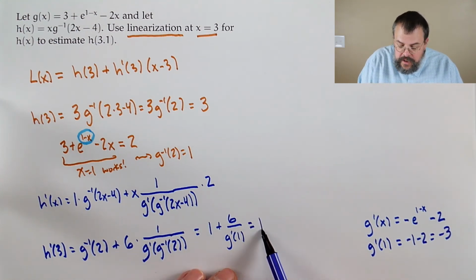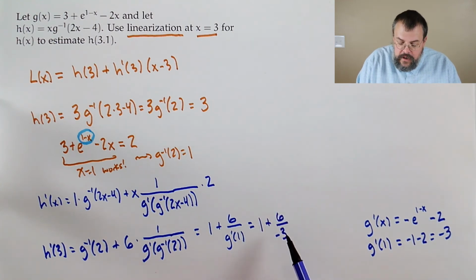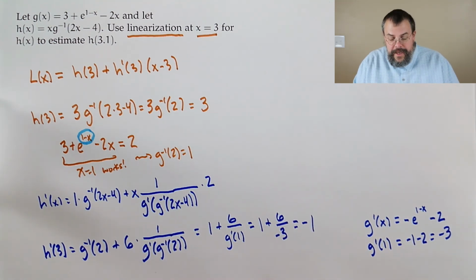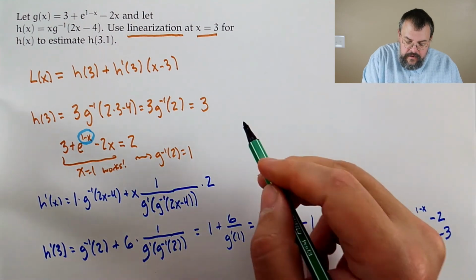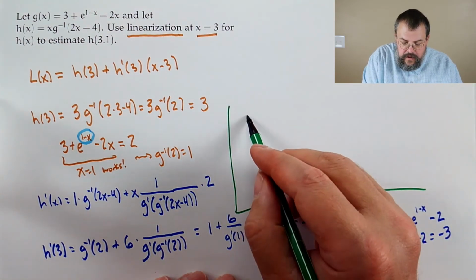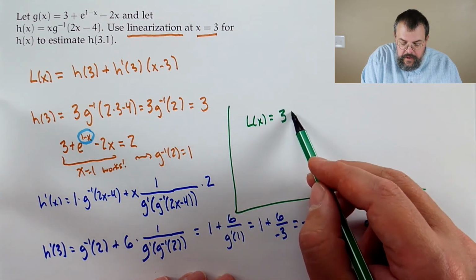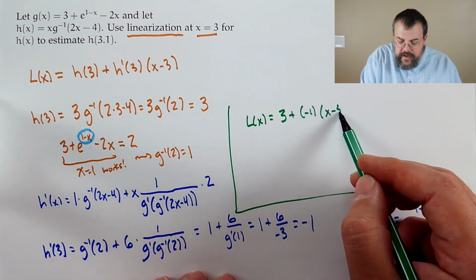So what do we have? We have 1 plus 6 over negative 3. Or, that's really 1 minus 2, which is negative 1. All right, well, hey, that's very convenient. Okay, so we're ready to say what our linearization is. So at this point, we now say our linearization L of x is going to be 3 plus the derivative, negative 1, times x minus 3.